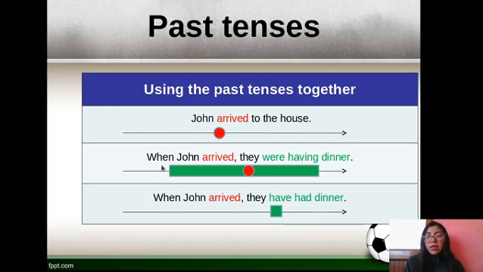The second, here we have a mixed sentence. Aquí tenemos una oración mezclada. When John arrived, past simple, they were having dinner. Okay, remember, we are going to use the past continuous in order to speak about a progressive action in a specific time in the past. Okay, vamos a utilizar para hablar de una oración progresiva, es decir, una acción que tuvo una duración de tiempo en el pasado, ¿no es cierto? Esta es una oración mezclada, esto ya les había explicado.